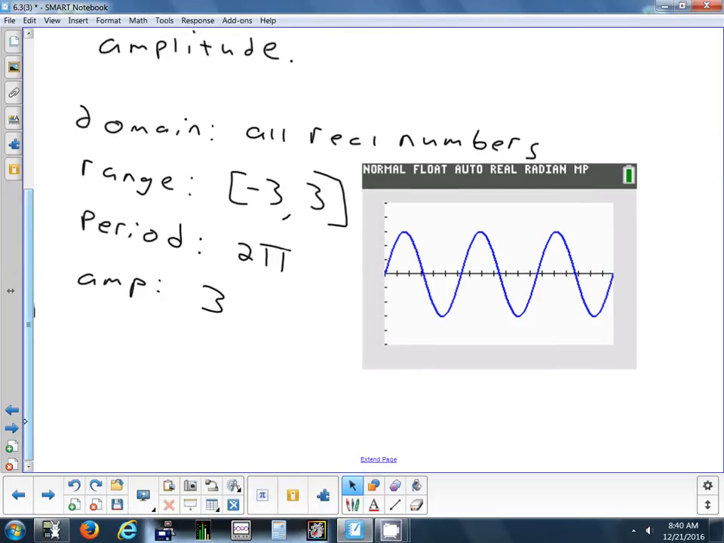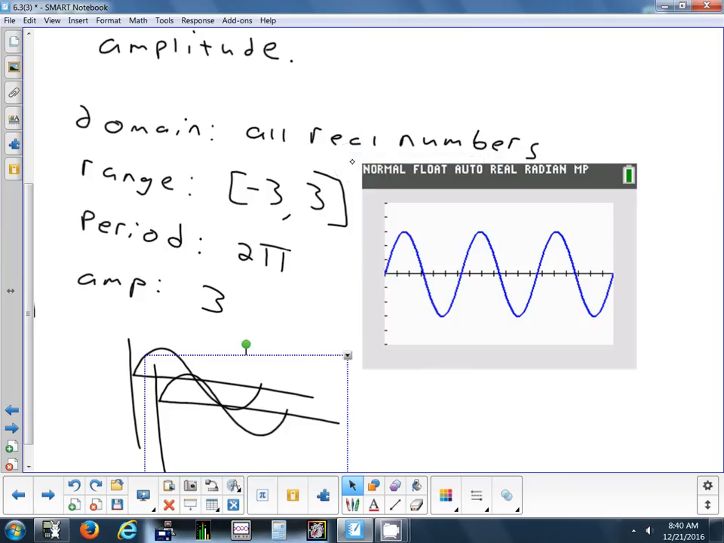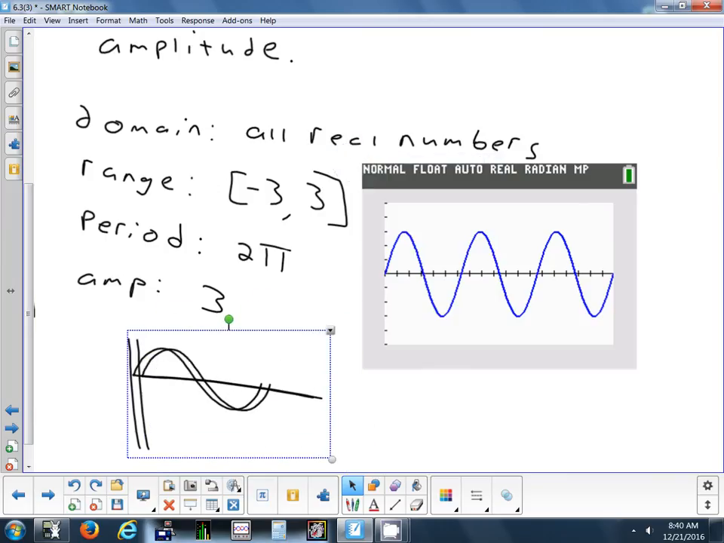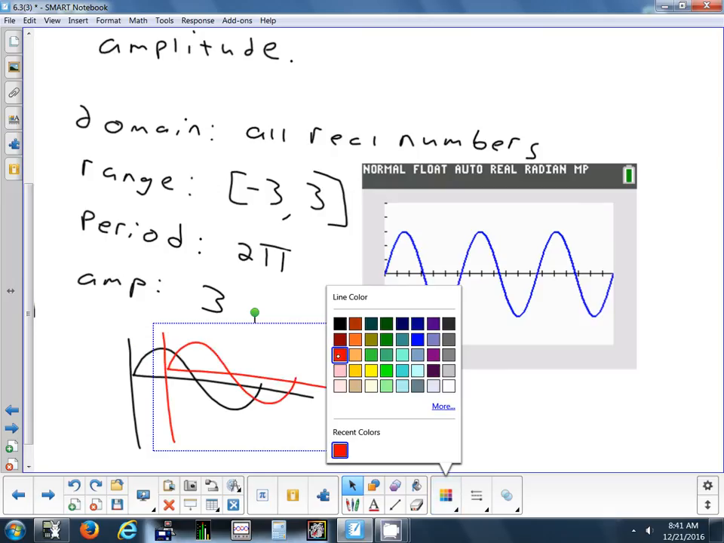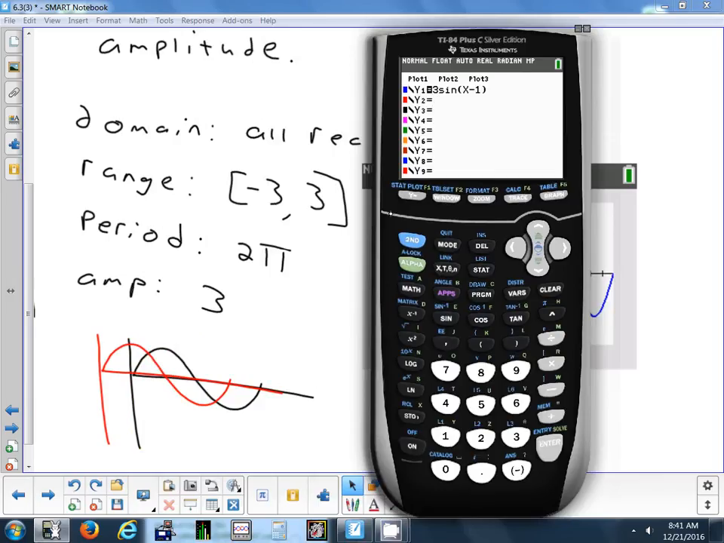Okay. Here's sine, and I'll do this one in red. And here's cosine. Okay, that's the difference between sine and cosine. So cosine is shifted to the left 90 degrees, or you could say sine is shifted to the right 90 degrees. So instead of writing it as 90 degrees, what is that in radians?